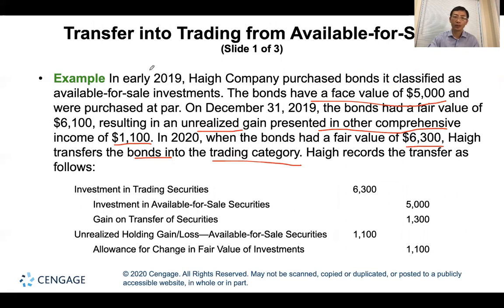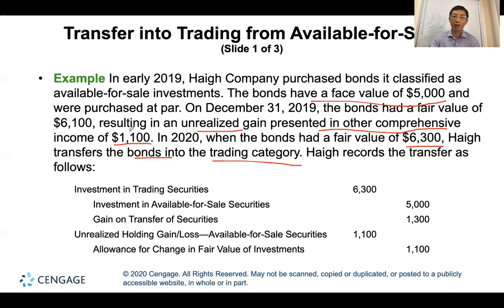For example, Hay Company purchased bonds and classified them as available for sale. At this time, they used some professional judgment. The management said, okay, this investment should be categorized as available for sale. And then we will use fair value to journalize this investment.